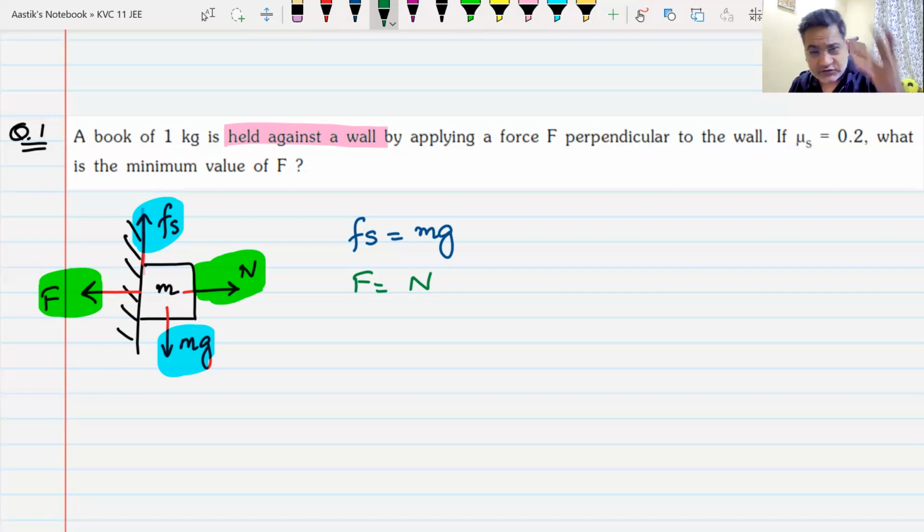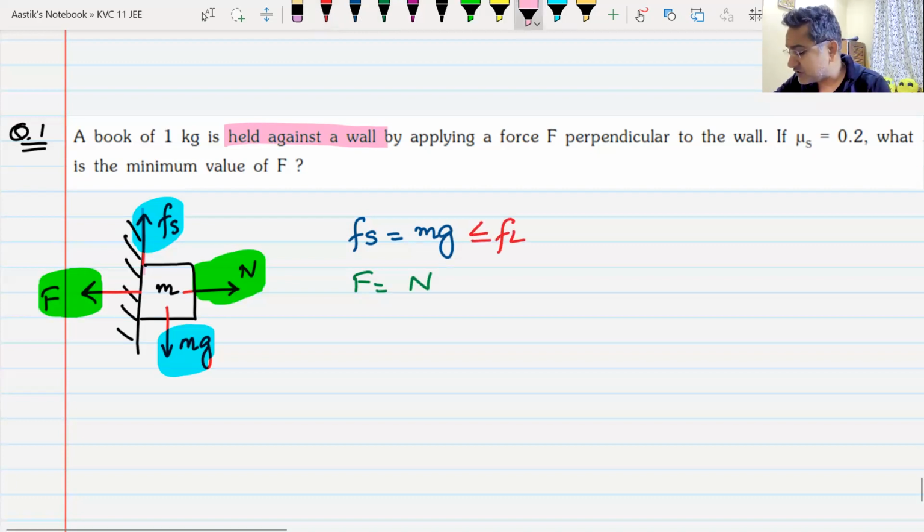But remember, the static friction is not fixed. It can vary from 0 to a maximum value. That means the static friction has to be less than or equal to your limiting friction. But the value of this limiting friction is constant. Does anyone know what is the value of this limiting friction? No one knows it?